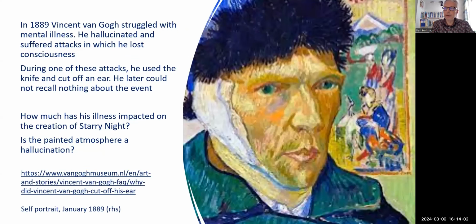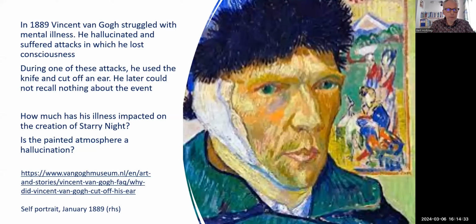Now, in 1889, Vincent struggled with mental illness, and he often hallucinated and suffered attacks, in which he sometimes also lost consciousness. And during one of his attacks, he used a knife and cut off a part of his ear, or in some pictures, literature says that he even cut off his full ear. But later on, he could not recall anything about this event.